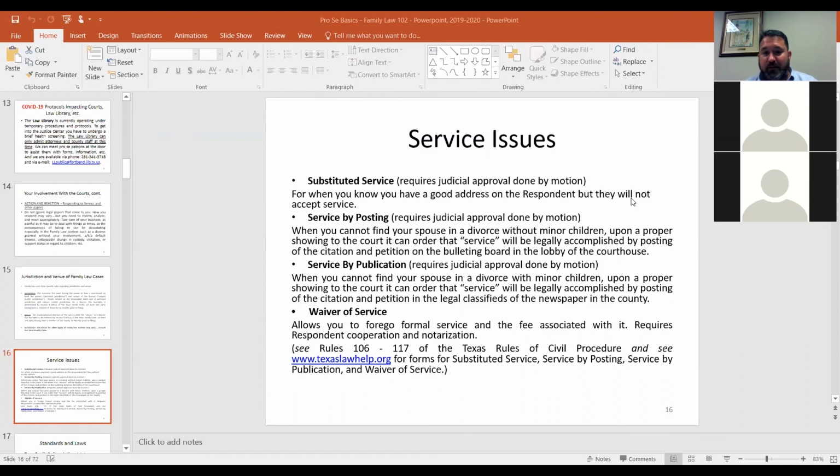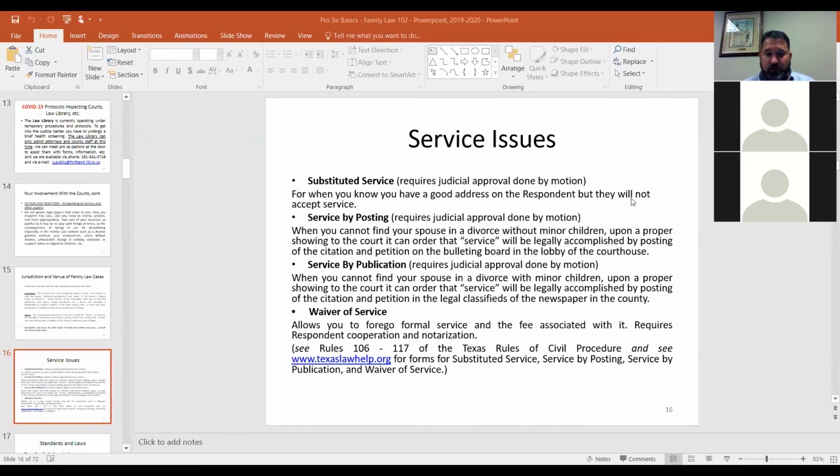But then there's service by publication, which usually comes into play when there are children involved. And so an ad has to be put essentially in the classifieds of the newspaper.